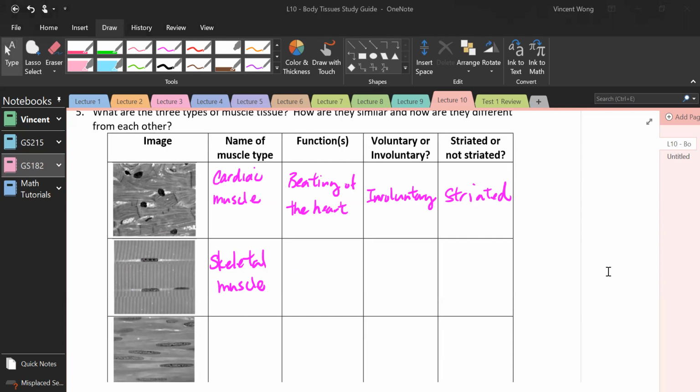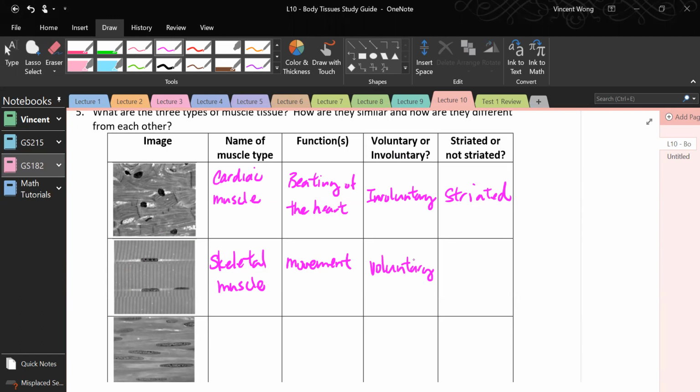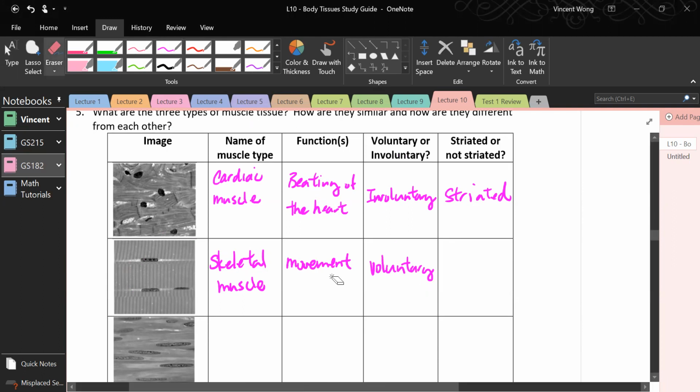The function of skeletal muscle is movement. Anything in the body that you can move at will is skeletal muscle. So this is voluntary. Think about your bicep, your tricep, your legs, your tongue, the muscle that moves your eyeball. All these things are skeletal muscles. Voluntary, and they are striated.